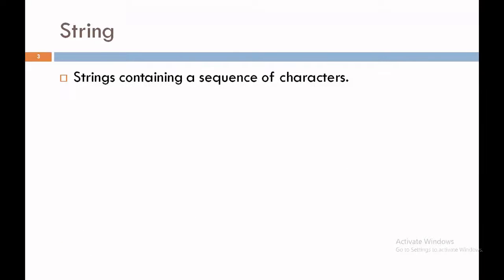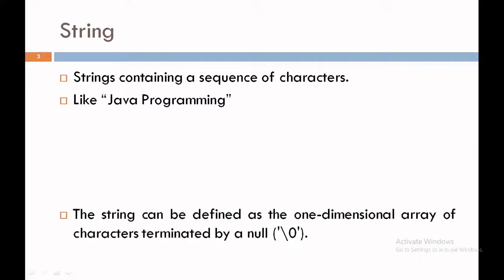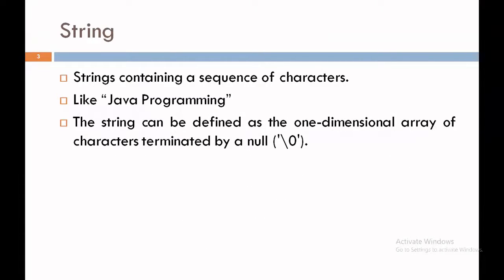Now, first we discuss what a string is. A string contains a sequence of characters, or we can say that a string is a collection of characters. For example, "Java programming" is a string which contains a sequence of characters. In C, a string can be defined as a one-dimensional array of characters which is terminated by null. So in C, a string is nothing but one type of one-dimensional array of characters.